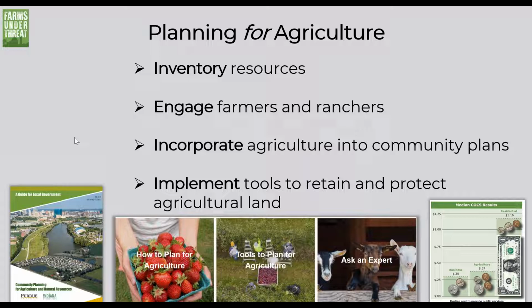And then implementing tools to retain and protect agricultural land. And on the bottom right of this slide, you'll note that's a graphic from our Cost of Community Services studies that you'll find on the Farmland Information Center website. So if we could go to the next slide, please.